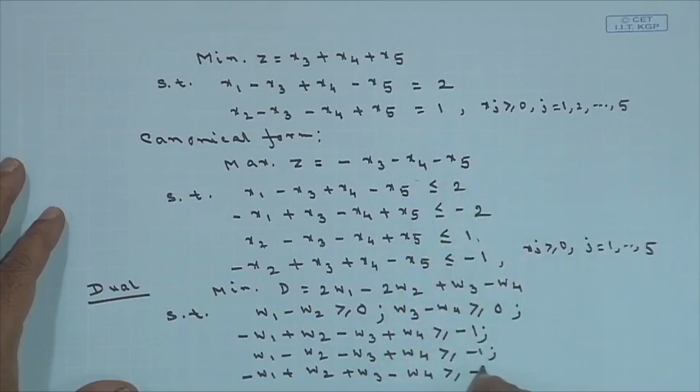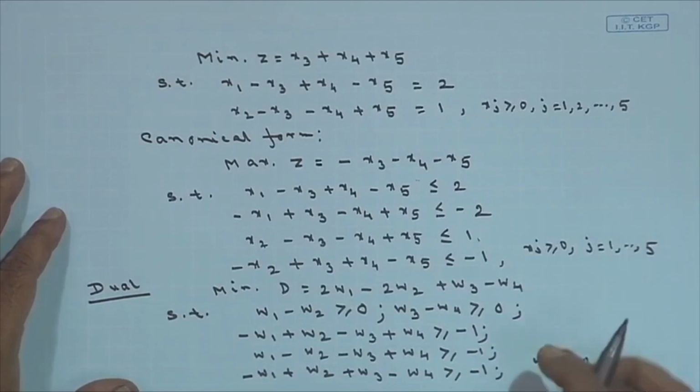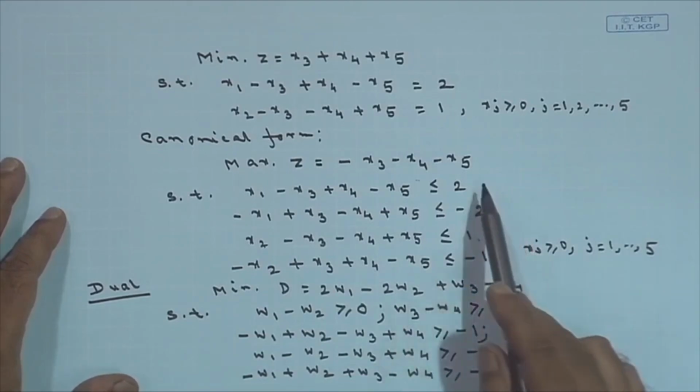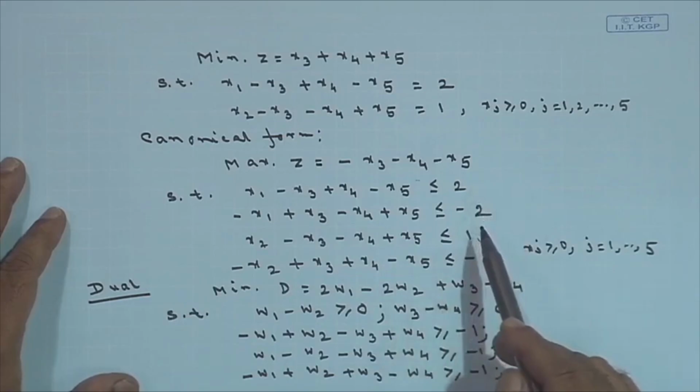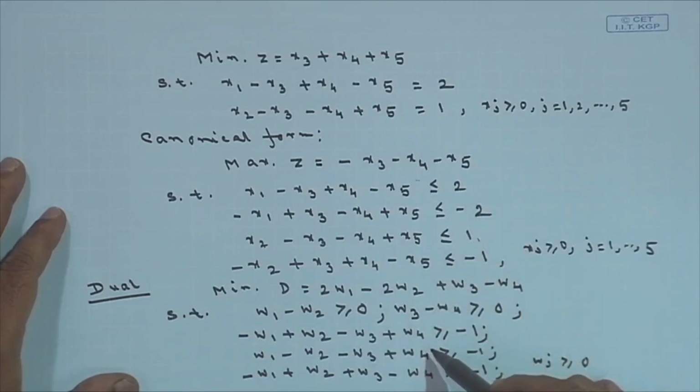So, therefore, this also will be minus 1, and your Wj greater than equals 0. So, this is your original problem. Now, in this one, the original problem was this, and this you are writing the corresponding dual.